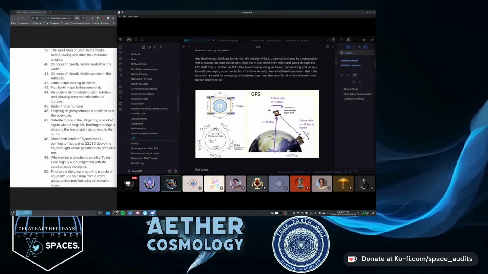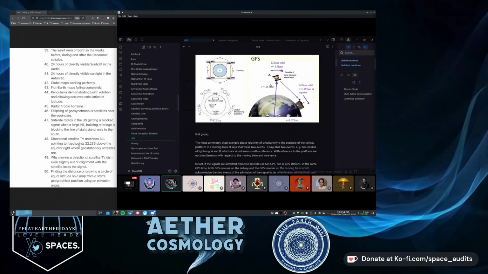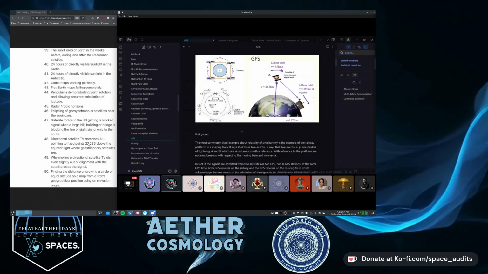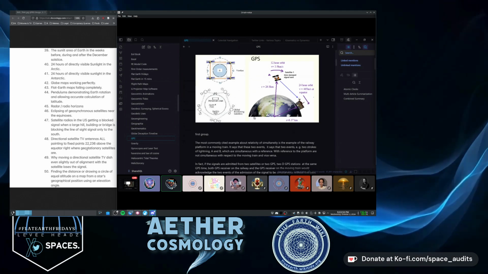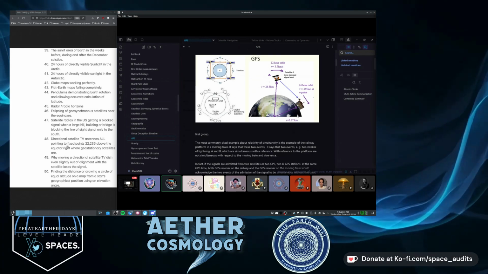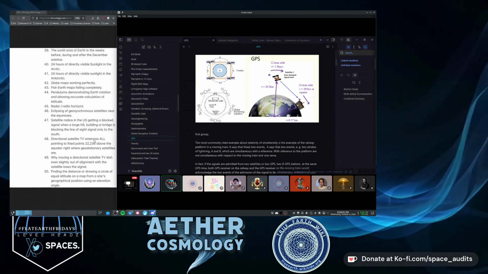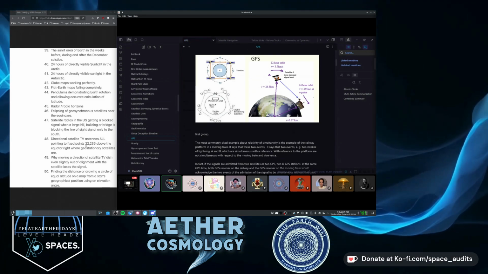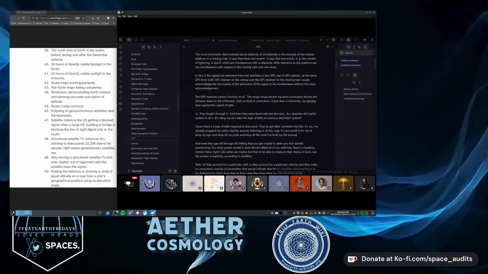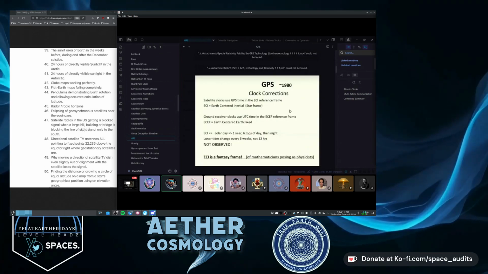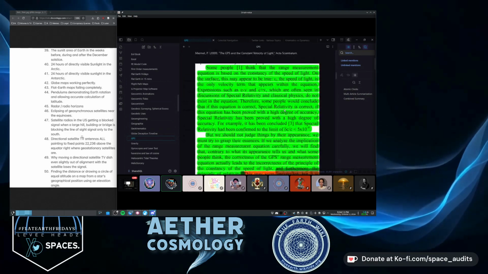Directional satellite and TV antennas, all pointing to a fixed point 22,000 feet above the equator, right where the geostationary satellites are. Well, they're certainly pointed at an angle that would correspond to that, but is it truly at an altitude of 22,000 feet? You wouldn't know if it was closer or not, because it would all appear the same.